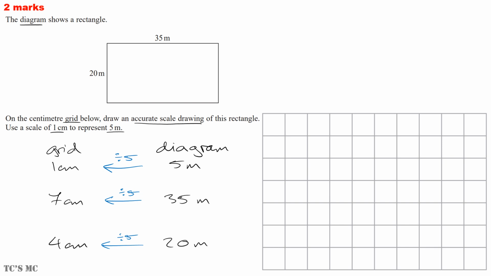Then we need to accurately draw the rectangle. We have the 4 centimeter line, then the 7 centimeter line, then the 4 centimeter line, and again the 7 centimeter line. For having drawn this accurately, we now have a second mark.